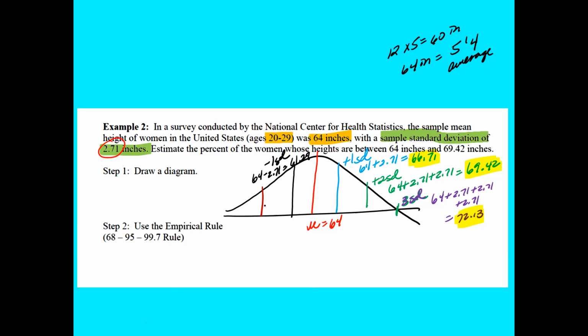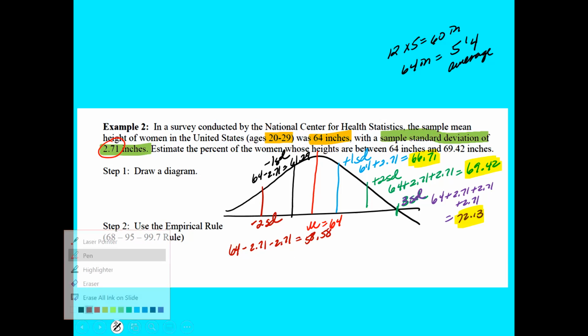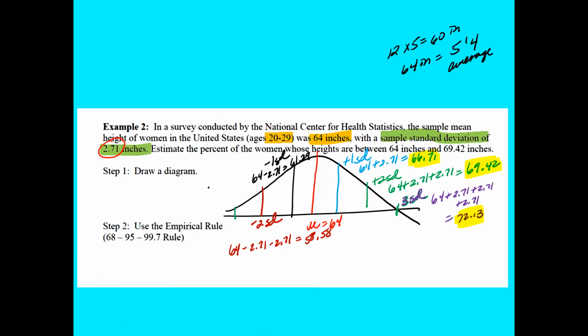And then of course you have, I'm running out of space here, so I'm going to write it down here, -2 standard deviation. So that is 64 minus 2.71 minus 2.71, or I'm sorry, I went a little bit ahead of myself. It's just twice, not 3 times. So minus 2.71 is going to give me 58.58.